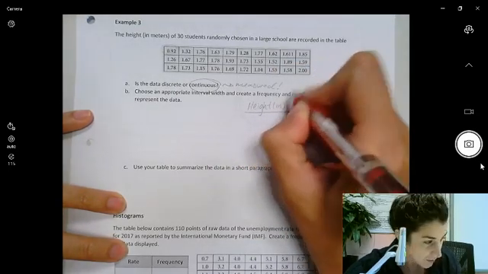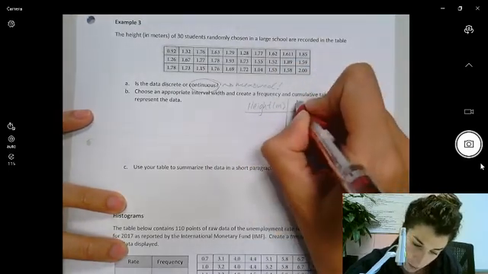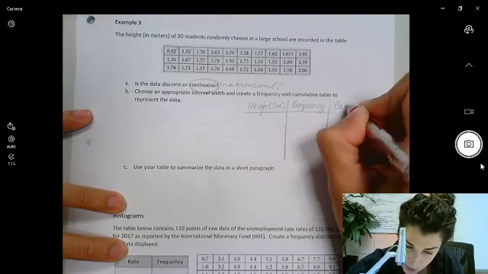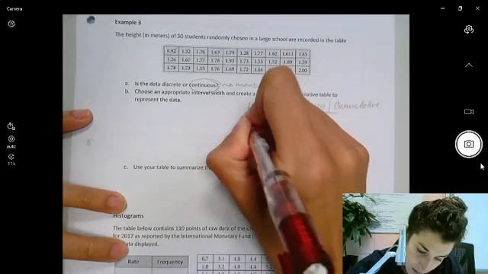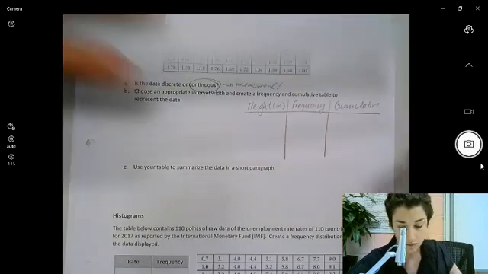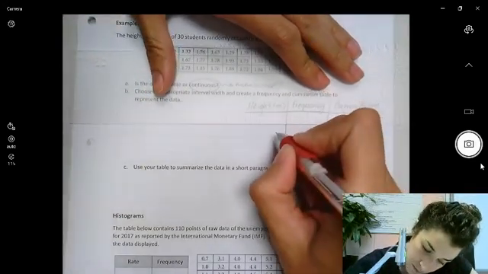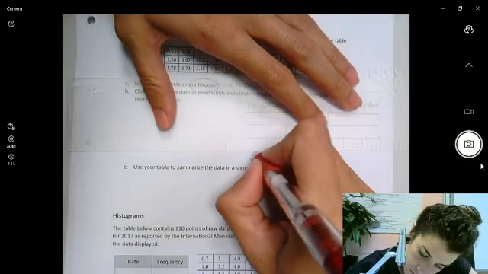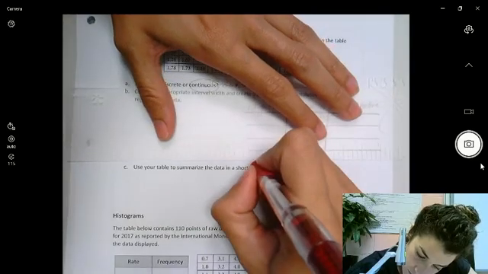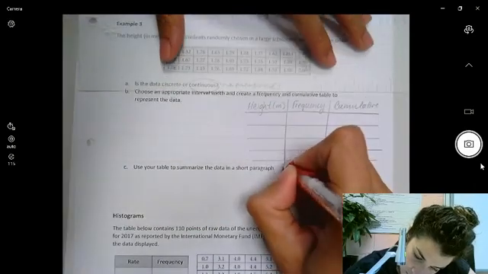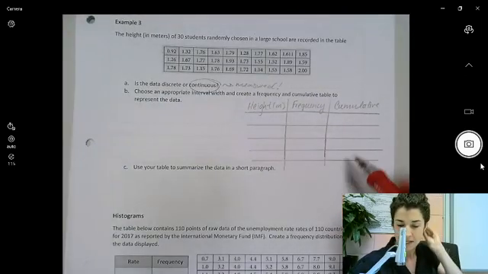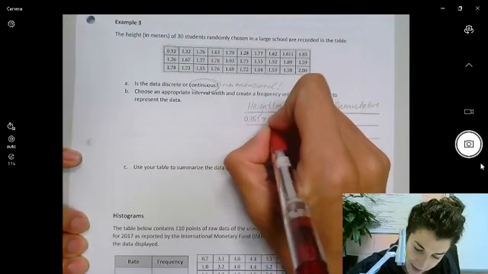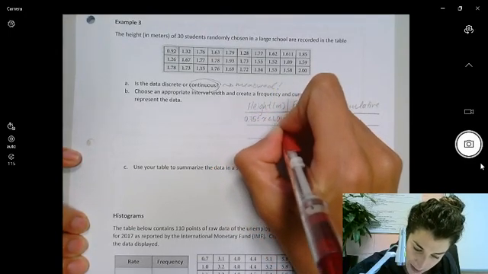We've got height, which is measured in meters. We're going to do frequency. And then we are going to do cumulative frequency. We're going to run out of space, but that's okay. So we're going to start with 0.75 and go up to 1.00.